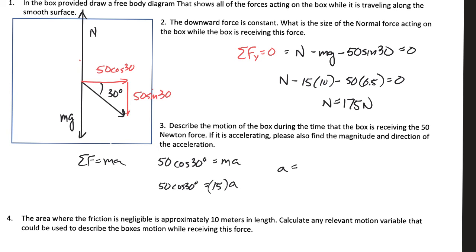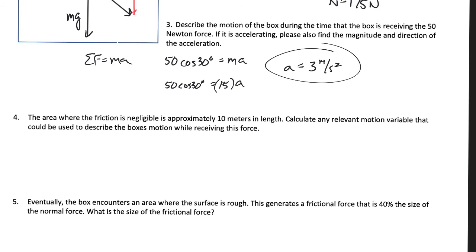I'm probably about 3 meters per second squared. I'd probably provide a better answer than that, but 3 is close. 2.9. All right. Question number 4.